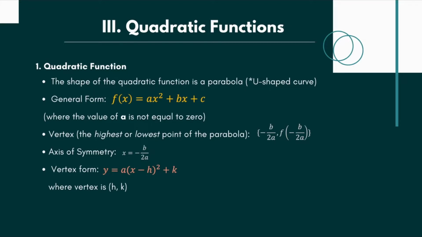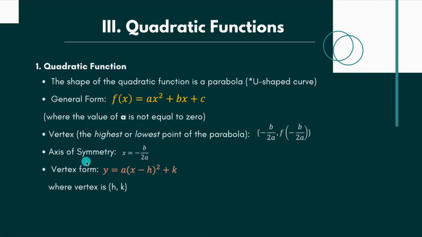The vertex, which is the highest or lowest point of the parabola, depending on whether it faces up or down, is negative b over 2a, comma f of negative b over 2a. Here, f of negative b over 2a means the y value when x equals negative b over 2a.